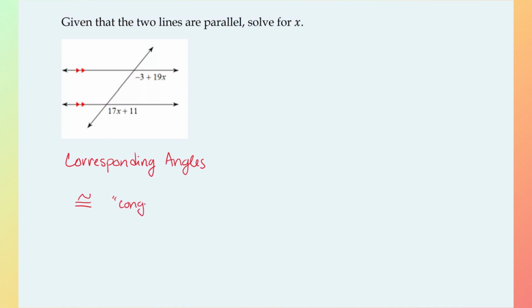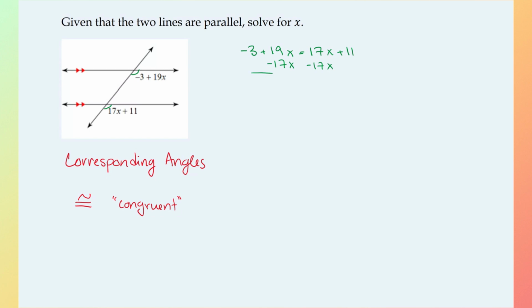Corresponding angles are going to always be congruent if our lines are parallel. Congruent means that we can set those two angles equal to each other. So -3 plus 19x equals 17x plus 11. And since our goal is to solve for x, I'm going to go ahead and do that.